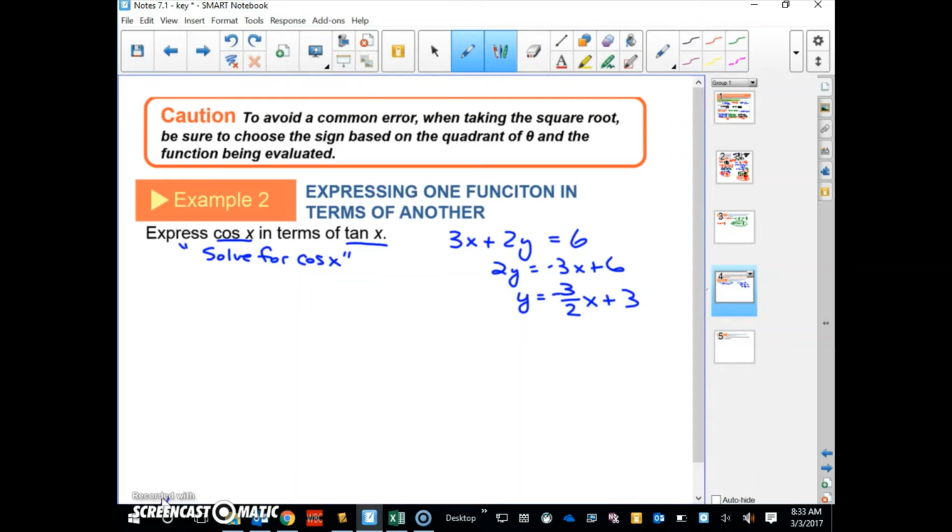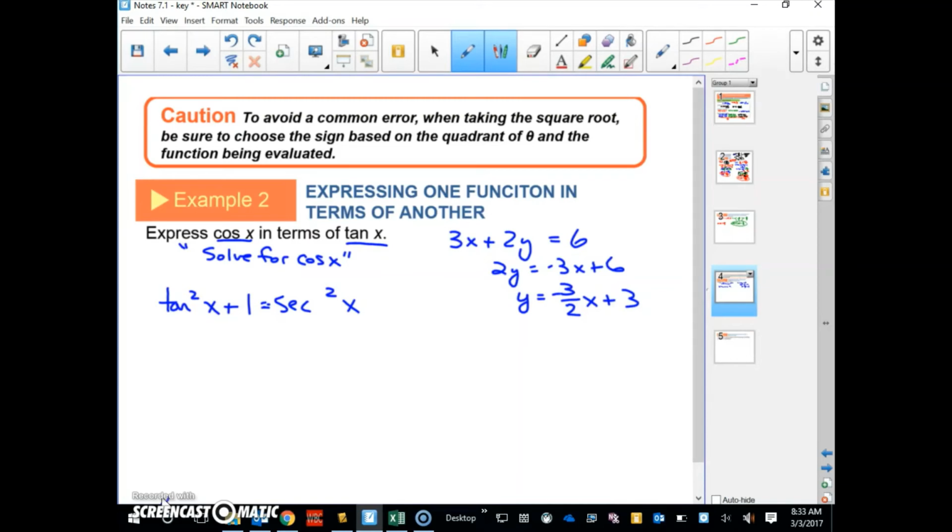What we're going to have to do: tangent squared x plus 1 equals cosecant squared x. No, that's not right. It's secant squared x, isn't it? Tangent squared x plus 1 equals secant squared x. Because we're going to be able to flip this secant. We know the reciprocal of secant is cosine. And so that's going to be our connection.